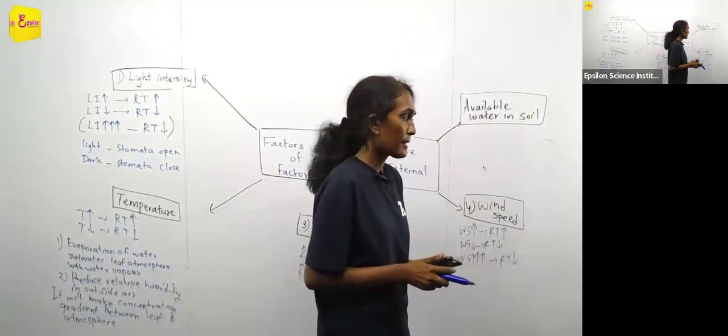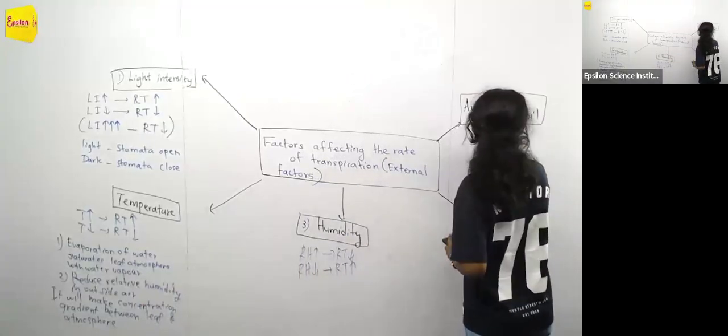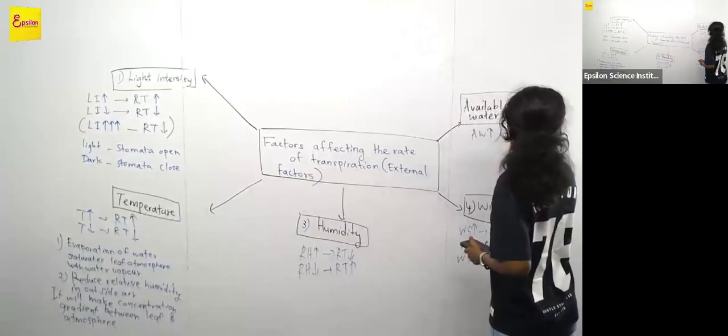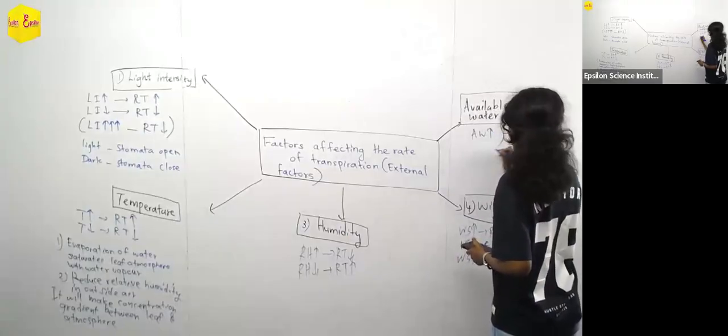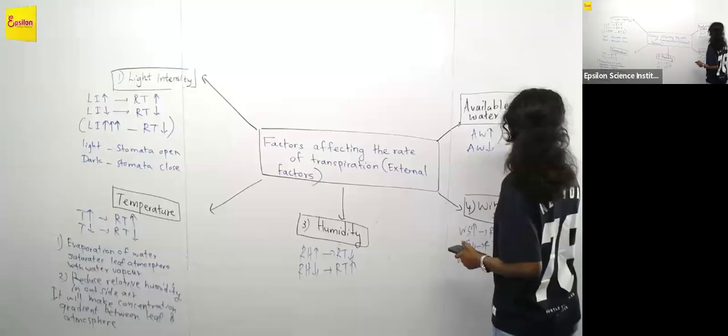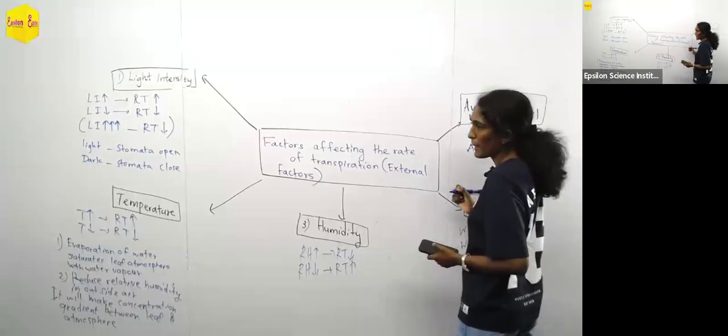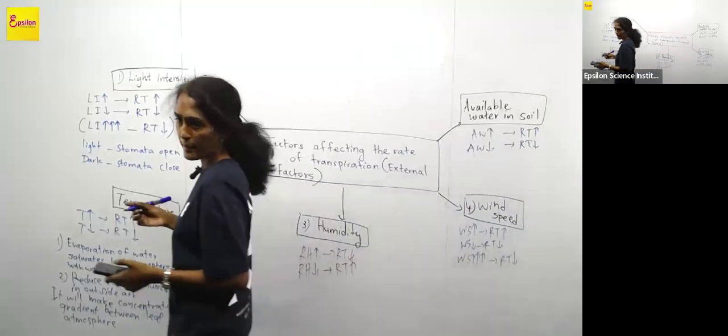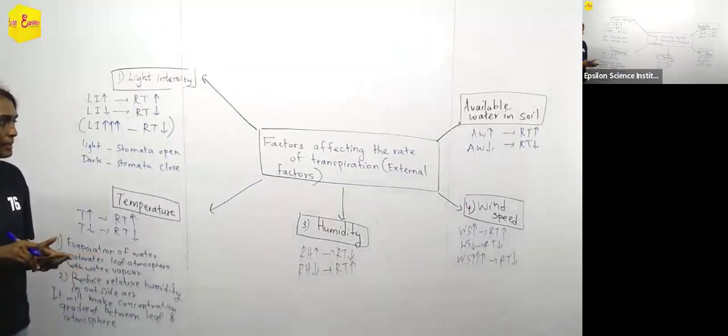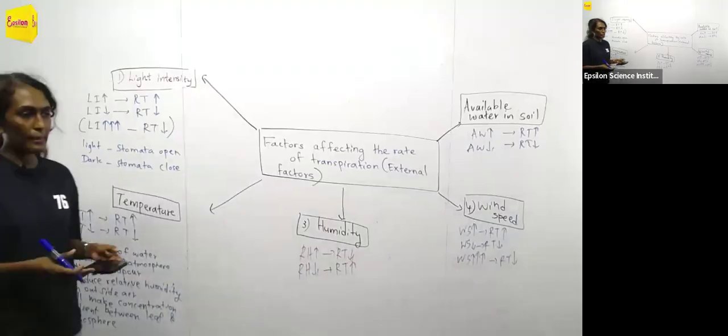So that is important. When available water is high, rate of transpiration is high. When available water is low, rate of transpiration is low. Alright, if you didn't water a plant, the plant will wilt and dry. Write down the summary and I'll be giving the exam question also next.